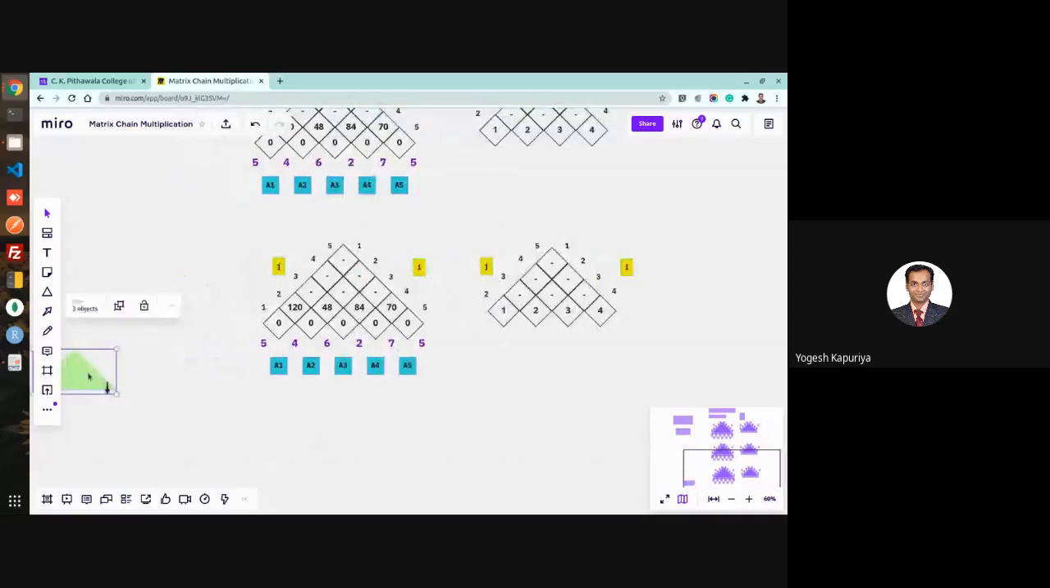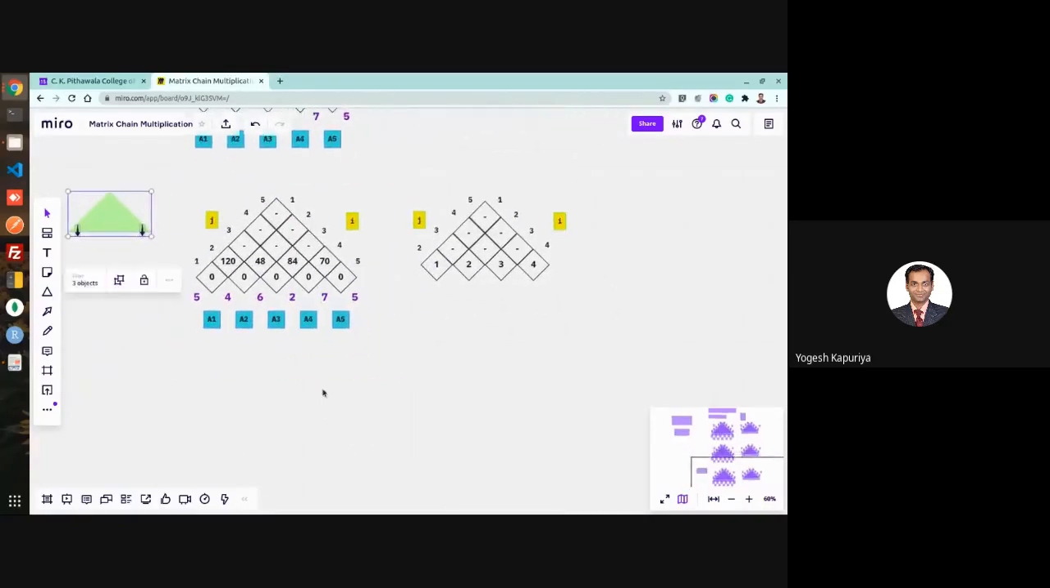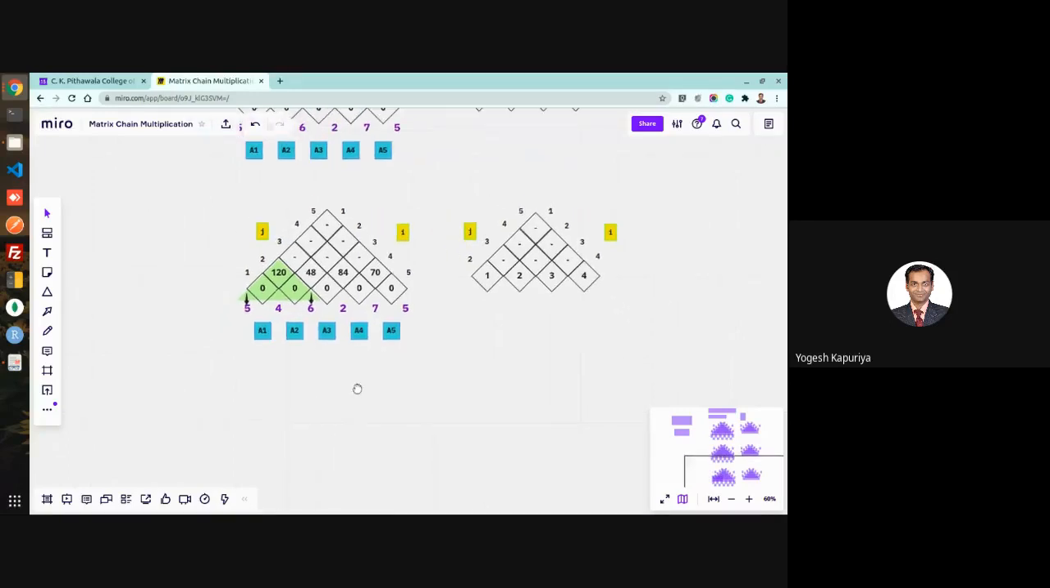Okay. First option is, you first multiply A1 into A2. Whatever result you are getting, you multiply that with A3. So that's what we are writing. So that will be the first possibility. So if you do it in that way, A1 into A2 is what? 5 cross 6. Already you have considered 120 multiplications for A1 into A2.